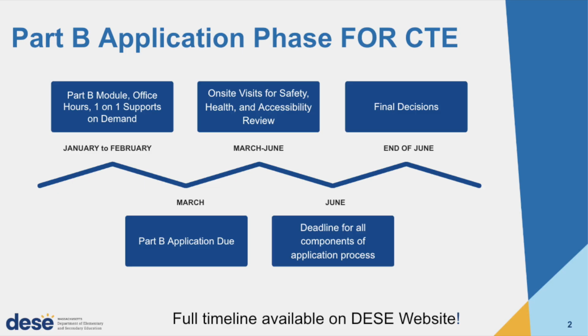On-site visits for safety, health, and accessibility reviews are scheduled between March and June. The final deadline for all components of the application process is in June, and final designations are conferred by the DESE Commissioner at the end of June. As with Part A, the full timeline can be found on the CTE New Career Technical Education Programs page.